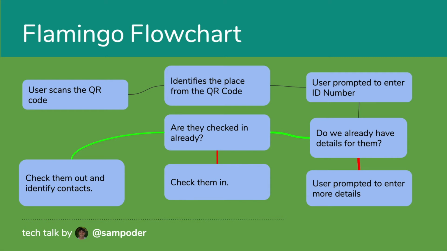When they enter an ID number, we then check, do we already have details for them? This basically means that first-time users will have to enter more details. They'll just have to enter their address, their phone number, and their full name.